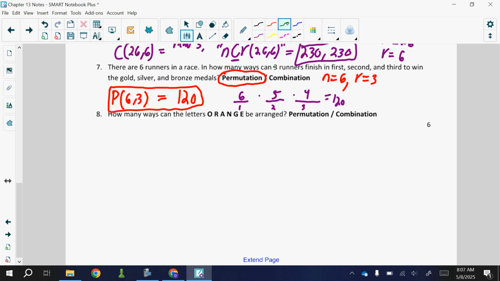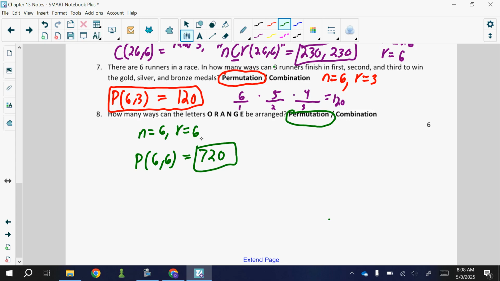For 8, in how many ways can the letters orange be arranged? Okay, so we're talking about letters being arranged in a specific word. So order would matter. So this is a permutation. N is 6. There are 6 letters in the word orange. And R, well, we're rearranging all the letters, so 6. So we have P 6 comma 6. Again, if you do it in your calculator and put P 6 comma 6, that'll give you 720. Okay, and that is it, guys.